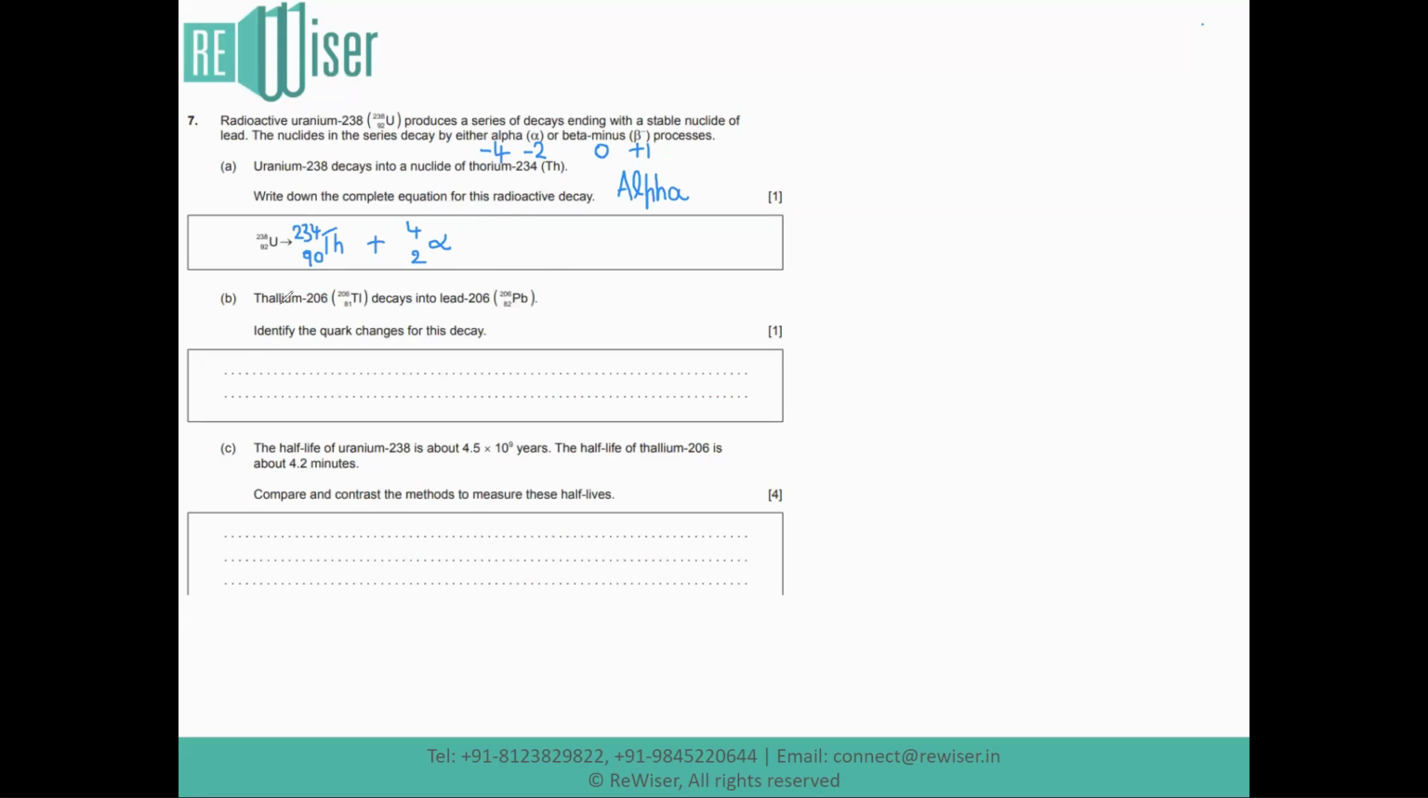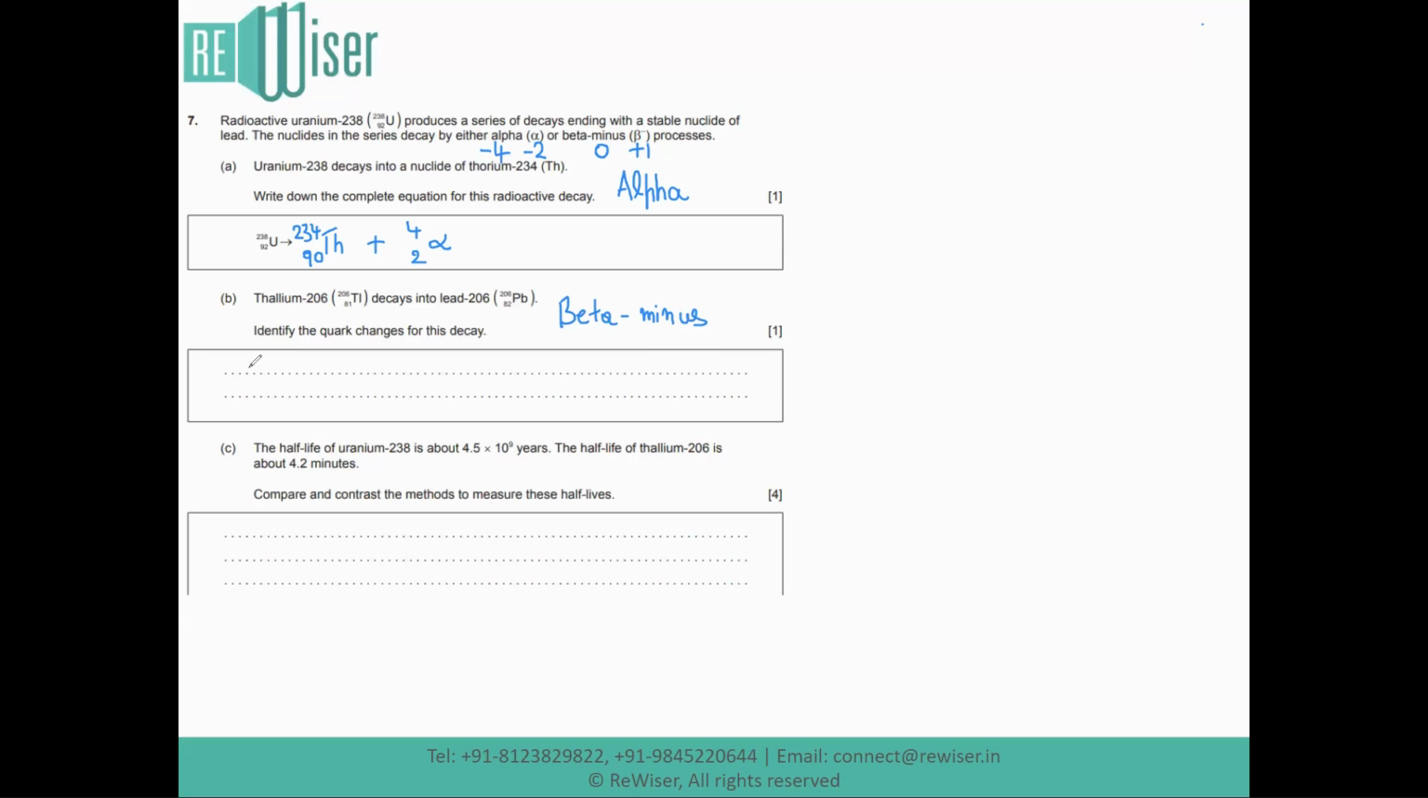Moving on to part B. Here we have thallium with its atomic mass 206 and atomic number 81, which decays into lead with its atomic mass remaining the same at 206, while its atomic number increases by 1. Here we also understand that the decay that is occurring is a beta decay, specifically a beta minus decay, which indicates that the particles emitted are an electron and its anti-neutrino.